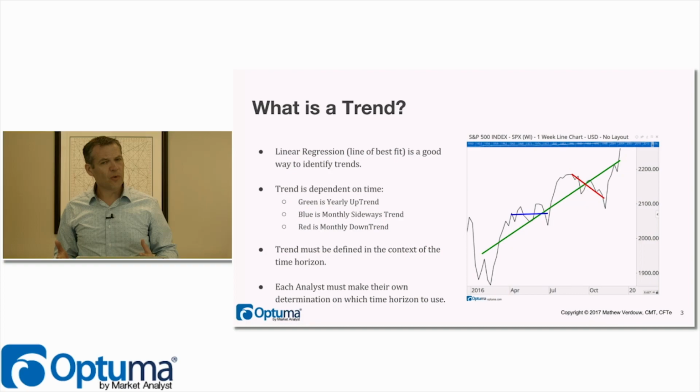It's really important when we talk about trend that we are talking about it in the context of time. You can see the green line, which is about a year in duration. It's telling us that the trend over the last year is up, because that's what the line of best fit is telling us. But then there are these two samples in the middle, around July and around October, where in July we had a sideways market on a monthly basis, and then around October we had a downtrend on a monthly basis as well. So the context of time is really, really important when we're talking about trend.